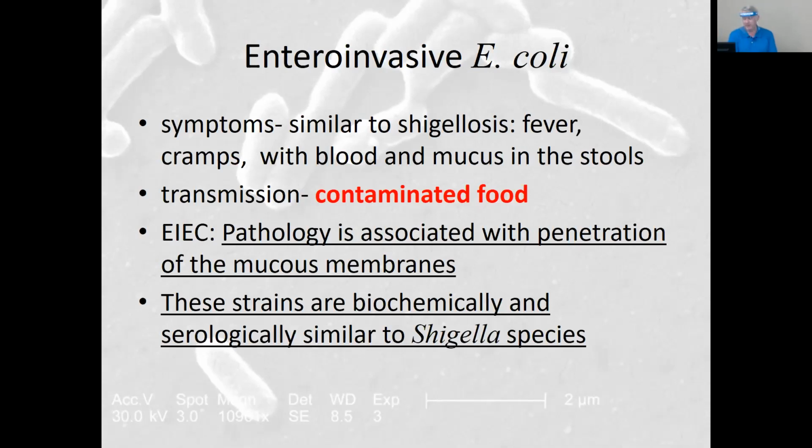So what happens is the pathology is associated with penetration of the mucous membranes. So these strains are biochemically and serologically similar to Shigella, which we learned from biochemically. We learned what about Shigella on last Thursday? What did we learn? Biochemically, Shigella is inert, right? Meaning it doesn't show any reactions through the biochemical. All right. So you could associate the enteroinvasive to Shigella.